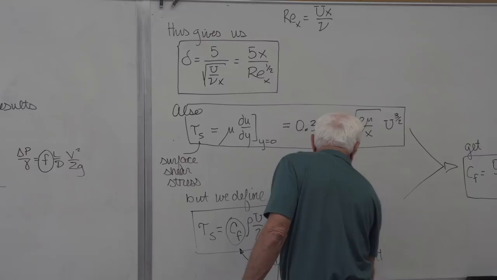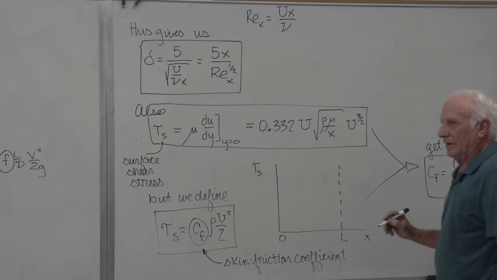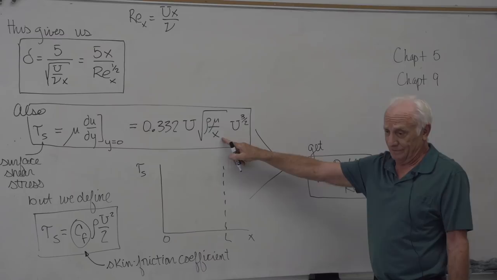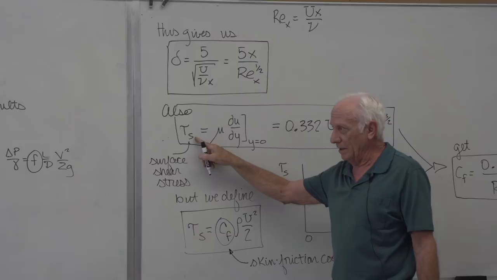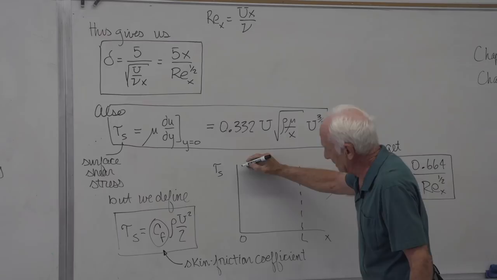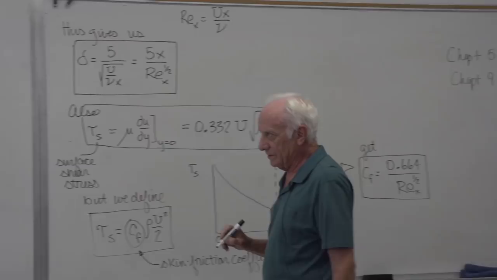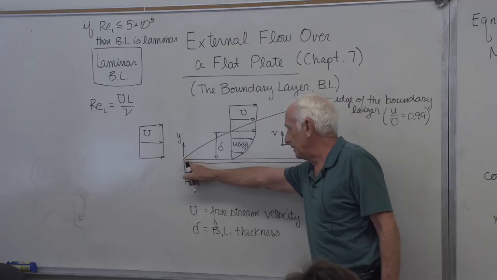Let's plot the skin friction coefficient versus X. Go ahead, put X equals 0 in there. Oh boy. As X goes to 0, the wall shear stress becomes very, very large. And as X gets bigger, the shear stress goes down. Linearly? No. 1 over the square root. As you go down in the X direction, the shear stress goes down like that. So where is the biggest shear stress on the flat plate? Right up at the leading edge, where X equals 0. As you go down this way, the shear stress gets smaller and smaller.